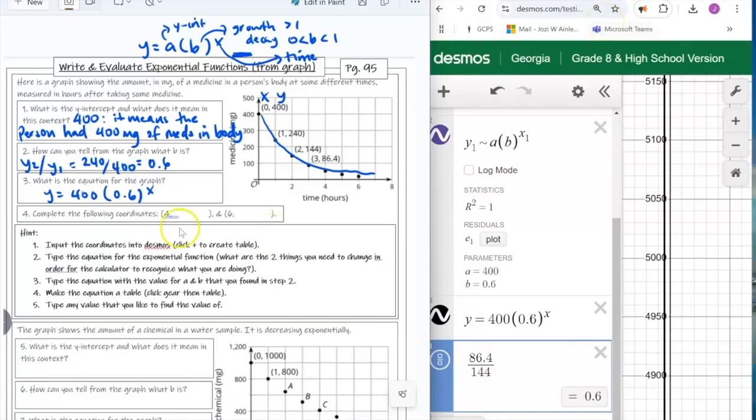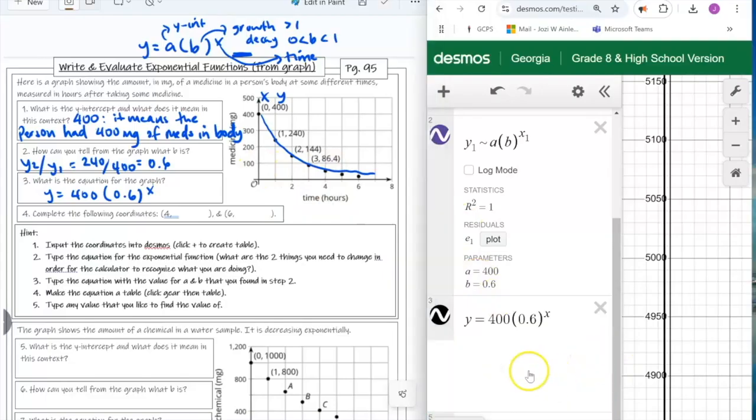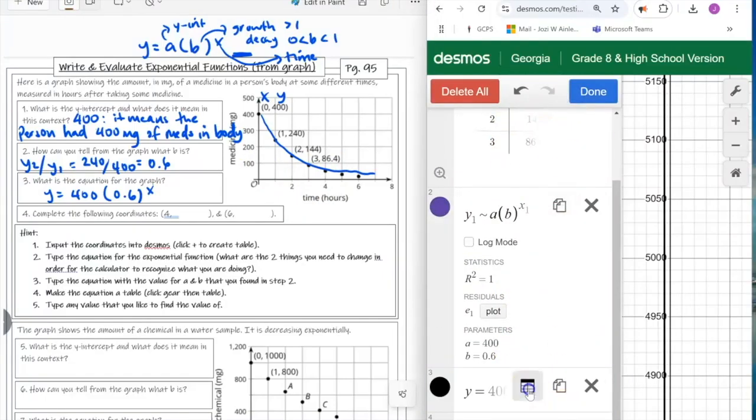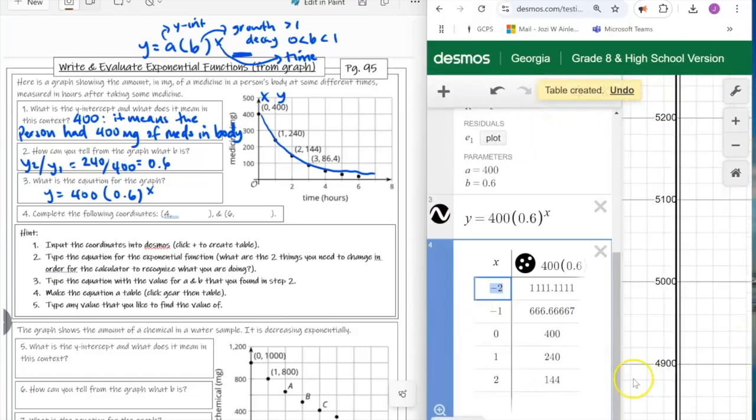All right, complete the following coordinates. Okay, so I want to know at 4, what is my y value? When x is 4, what is my y value? All right, so since we already have everything right here, I can make this a table. Or I can look on the graph, but ain't nobody got time for that. And then just click 4. My y value is 51.86.